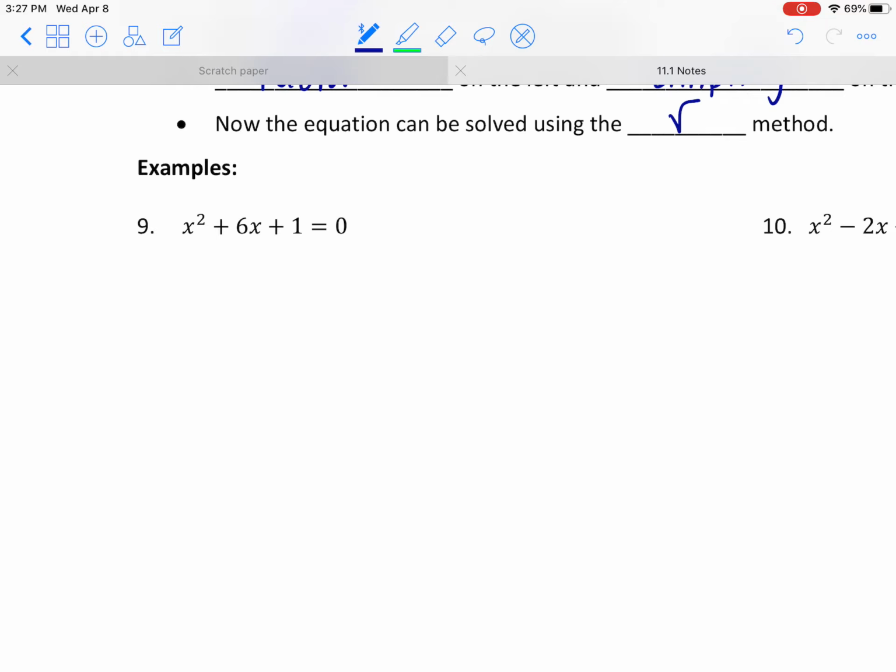So we can't square root and we can't factor. You want to look for those options first because they're easier than this one, but we're going to complete the square because those aren't options. So a has to be 1, and it is, so we're good.